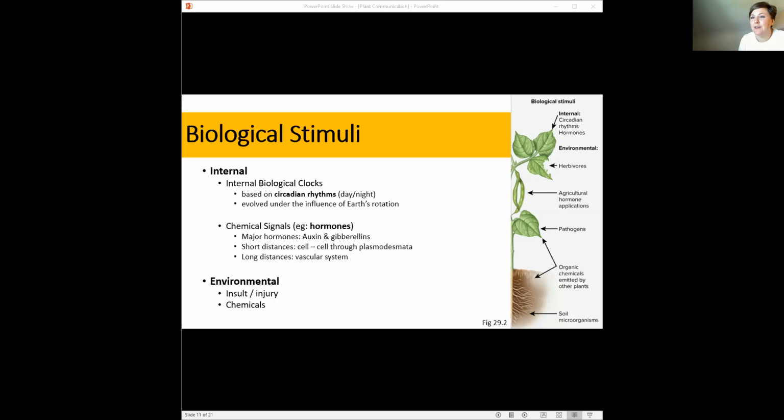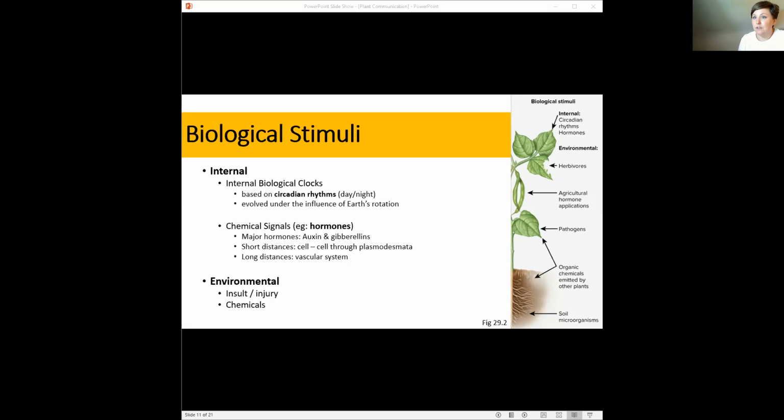Importantly, plant hormones and other plant signaling molecules are able to travel and therefore transduce signals short distances like cell to cell through plasmodesmata in cell walls, or long distances through the plant vascular system, which is similar to the animal circulatory system. These chemicals enable plants to communicate with each other locally, but also enable plants to communicate organism-wide, for example, from the root to the tip.